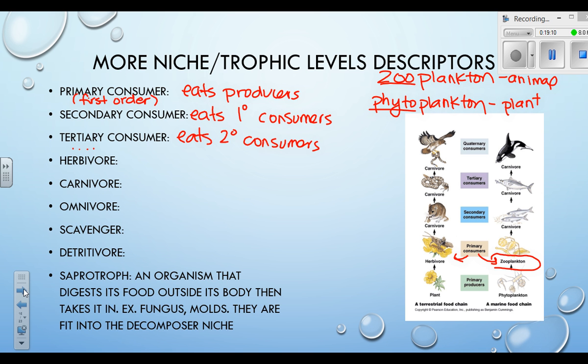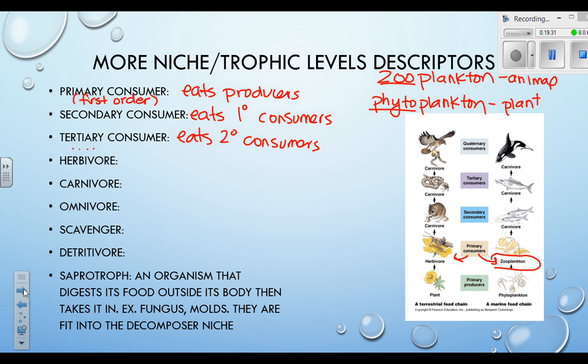The idea is that these ones are numbered, so you wouldn't know exactly where they are in the food chain. Primary consumer is lowest. Secondary consumer is higher. Tertiary consumer is even higher. We could say first order, second order, third order instead of primary, secondary, tertiary.